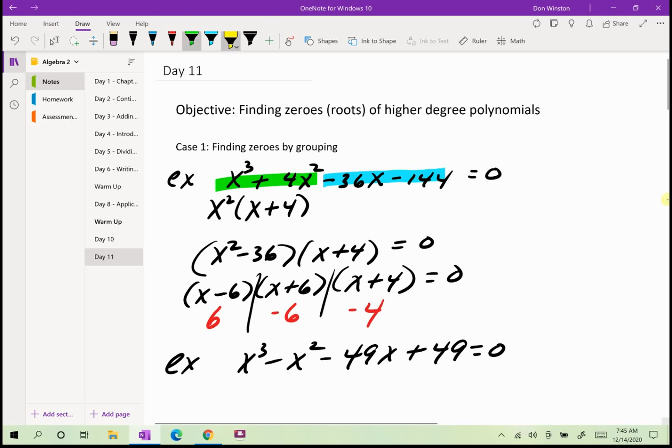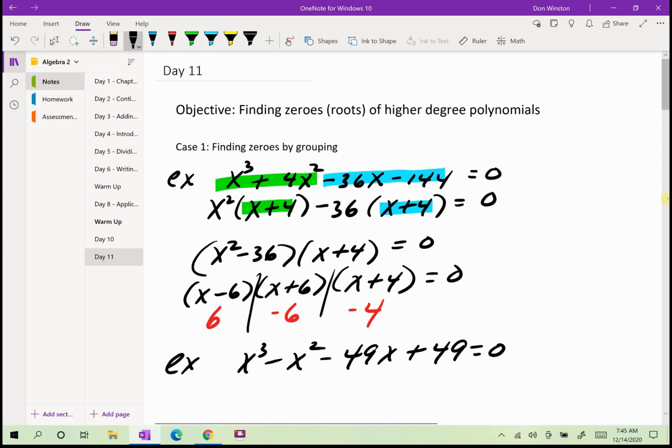So my hint here is going to be x plus 4. And so over here I'll write x plus 4. That's my hint for factoring the second group. And then I ask myself, what do I need to multiply x plus 4 by to get to negative 36x minus 144? Well, I just have to multiply it by negative 36. So I'll write negative 36.